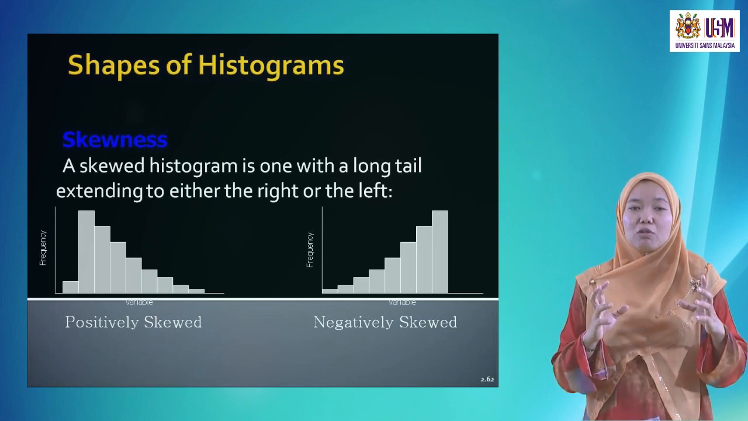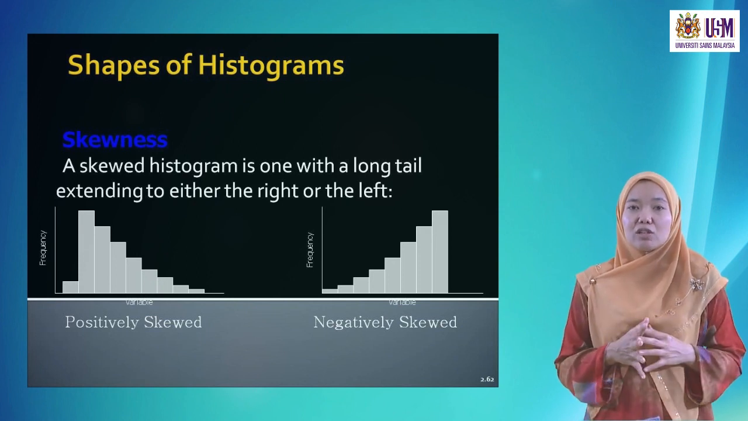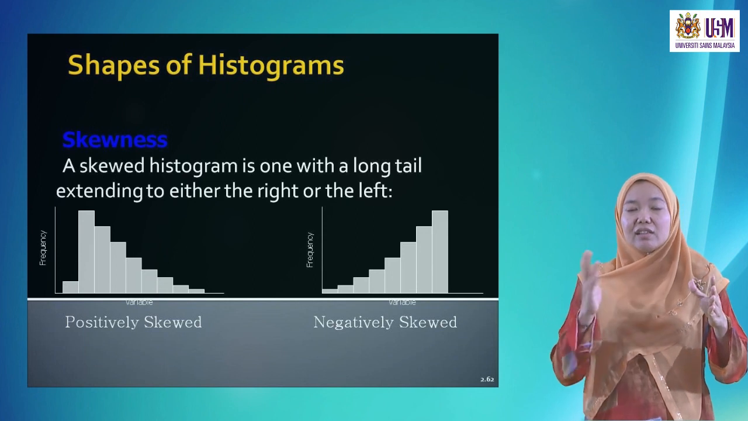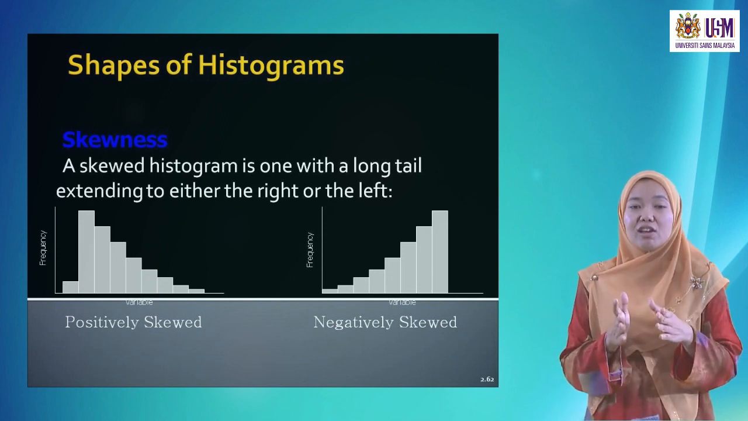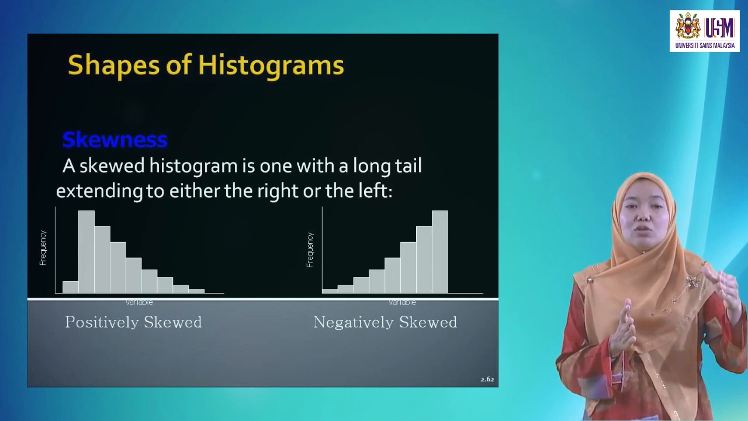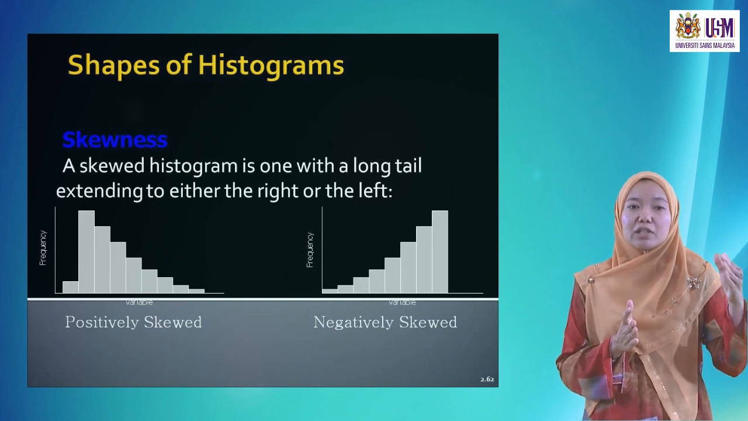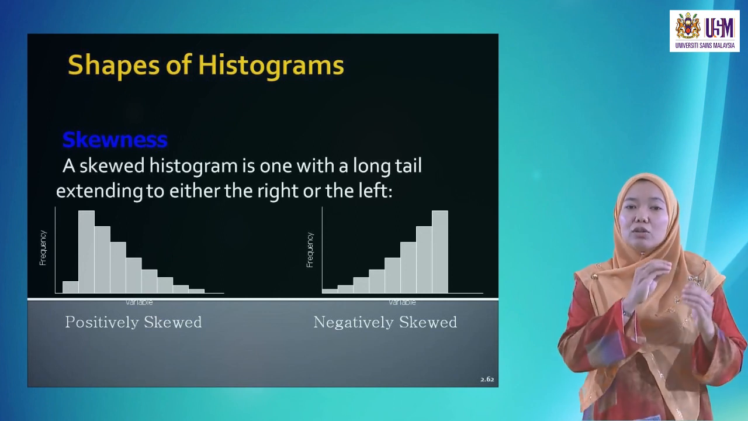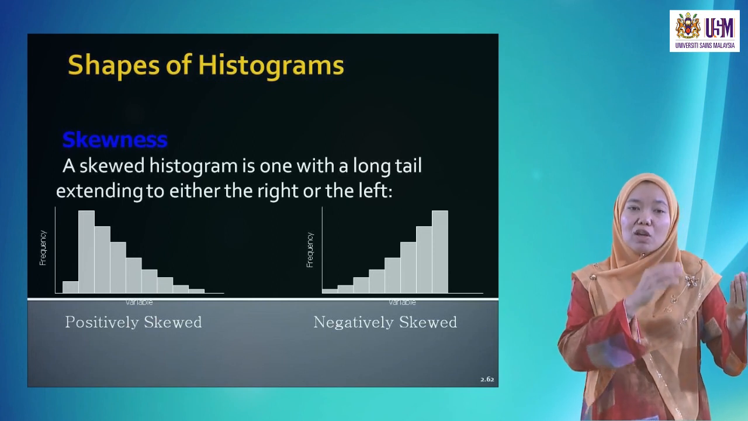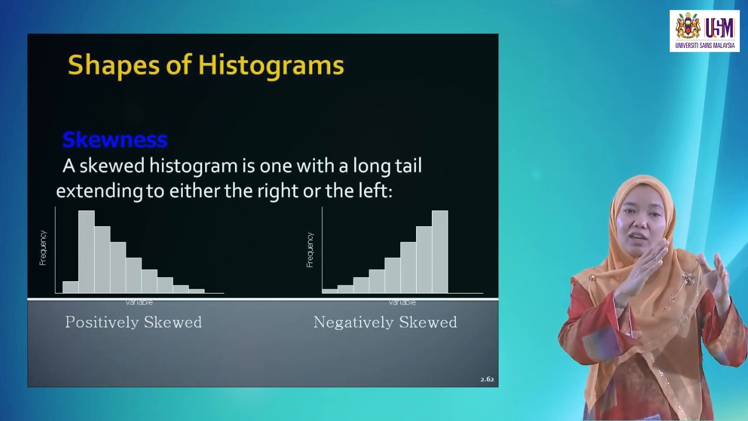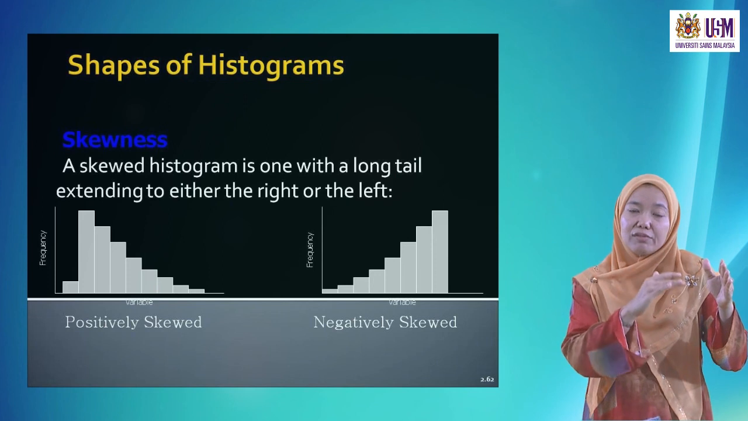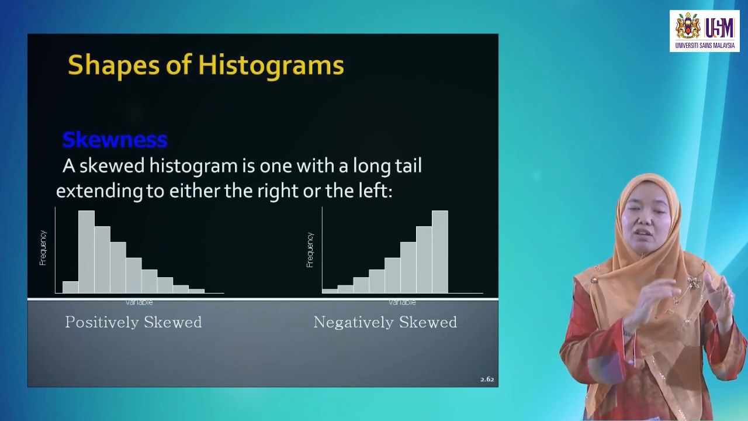Remember just now when we discussed a symmetrical histogram, the right-hand side and the left-hand side are supposed to be similar in shape. So in this case, when you come across a positively skewed histogram, it's called positively skewed because you have a long tail on your right-hand side of the histogram. So that is positively skewed.